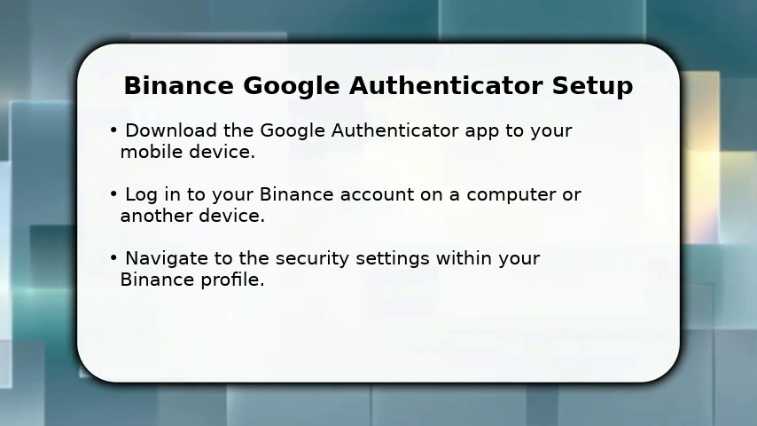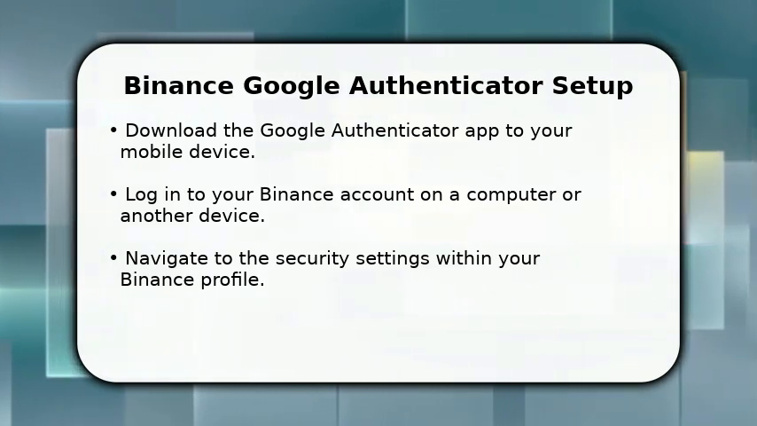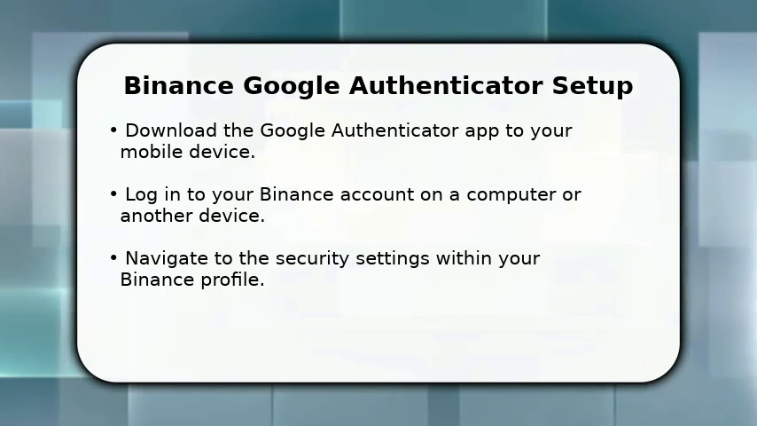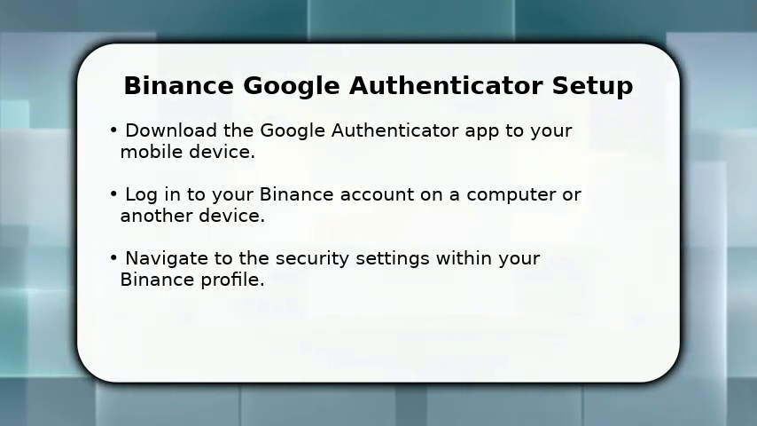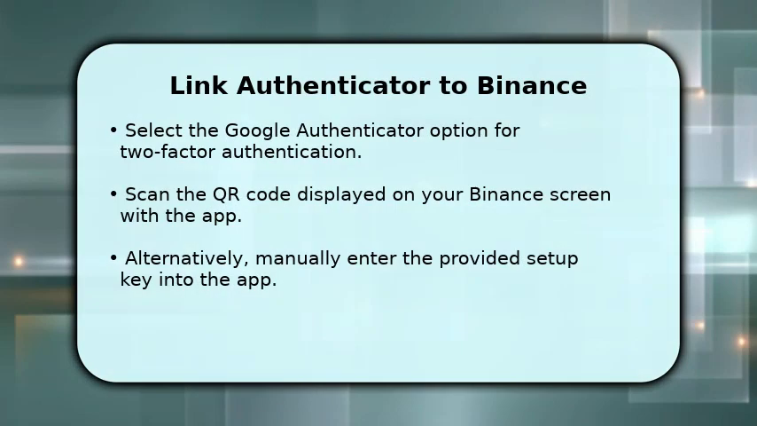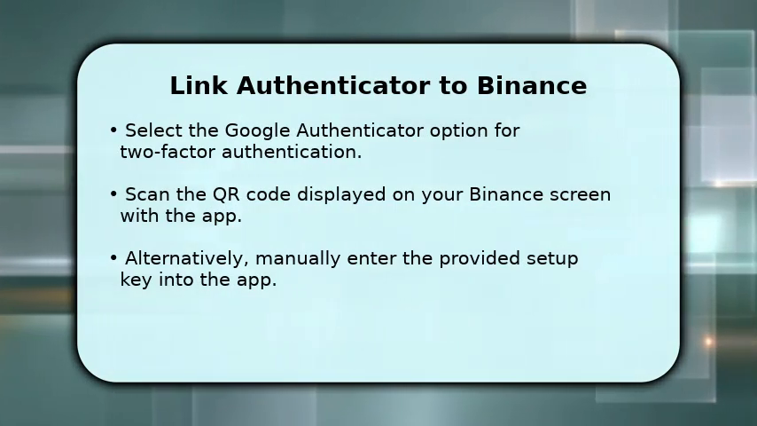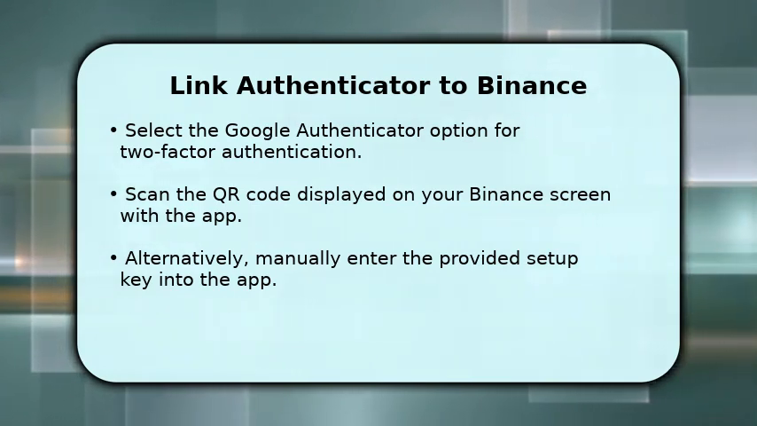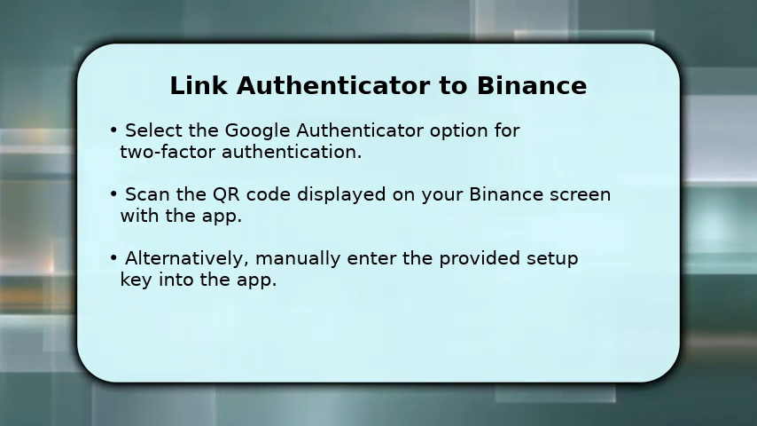Once logged in, locate and click on the Security Settings section within your Binance profile. This is where we will begin the two-factor authentication setup process. Now, within your Binance security settings, find and select the option for Google Authenticator as your two-factor authentication method.